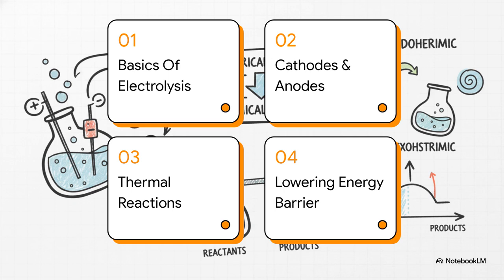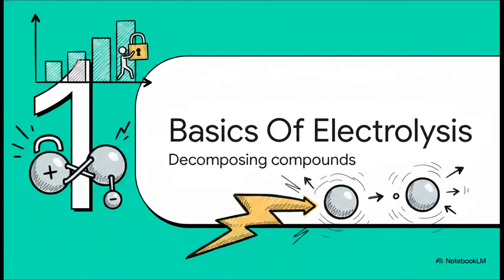Okay, so here's our agenda. Think of this as your ultimate visual cheat sheet. First, we'll hit the basics of electrolysis. Number 2, we're looking at cathodes, anodes, and gases. 3, we're diving into exothermic versus endothermic reactions. And finally, number 4, lowering the energy barrier. Let's kick things off with Section 1, the basics of electrolysis, decomposing compounds.